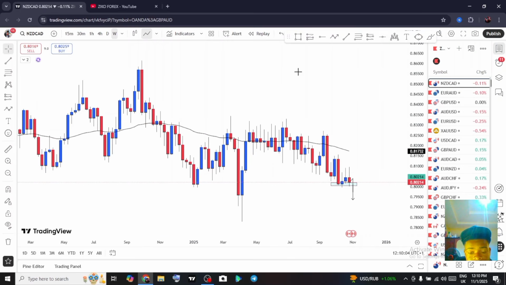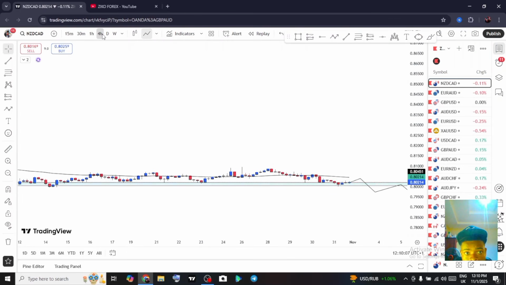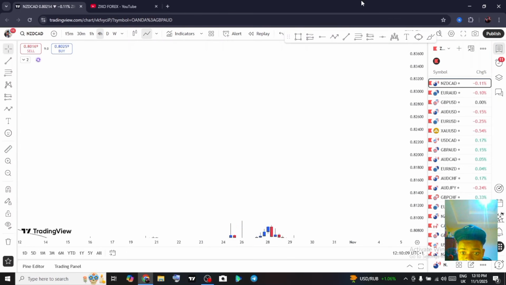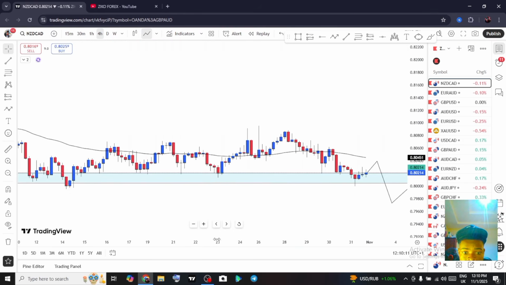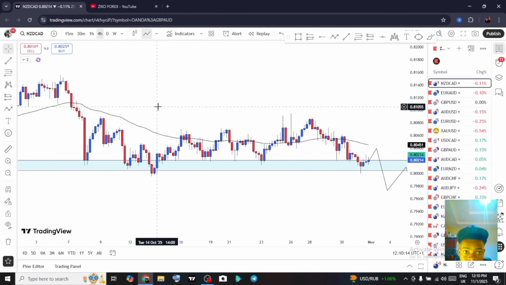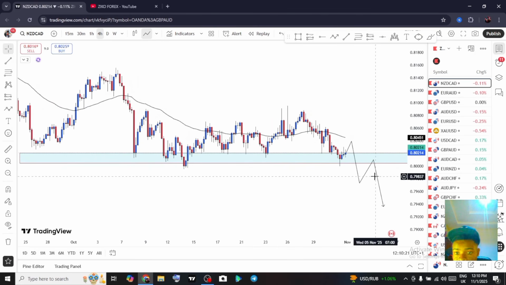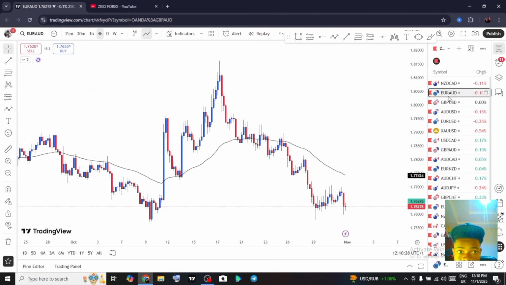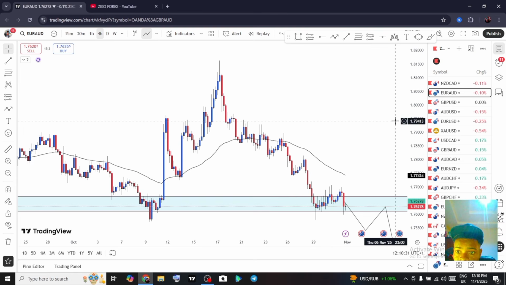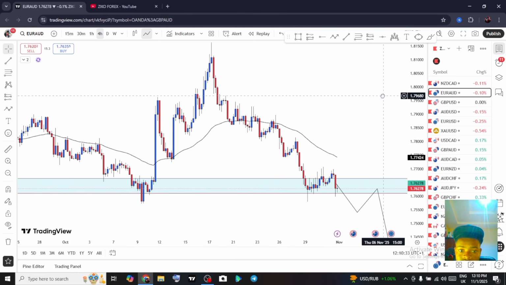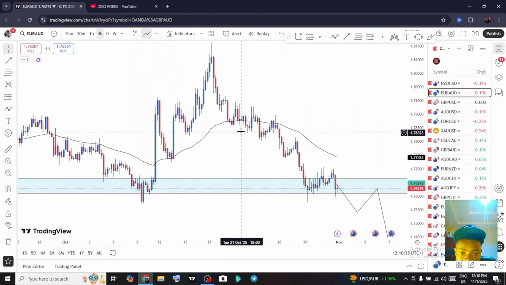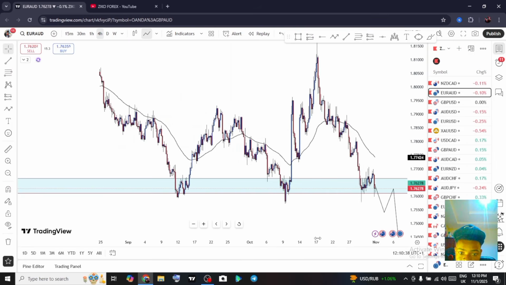So NZD CAD is the first pair, and we need price to be under this level. The reason is that price has reacted from this level way too many times, especially on the daily time frame, right? So we want a cleaner break and retest. This area of interest is the 4-hour area of interest. We need to note that. The next pair is Euro AUD, which can continue selling because it's creating new lows, right?